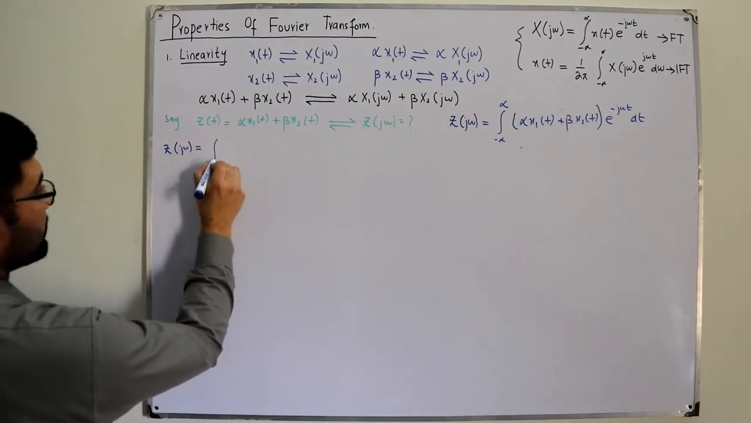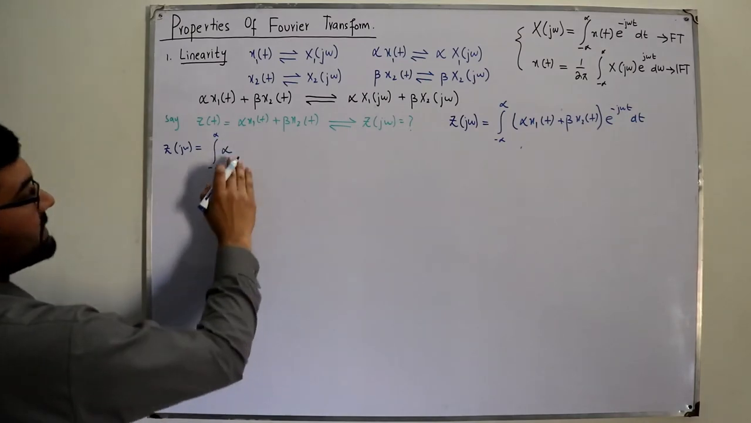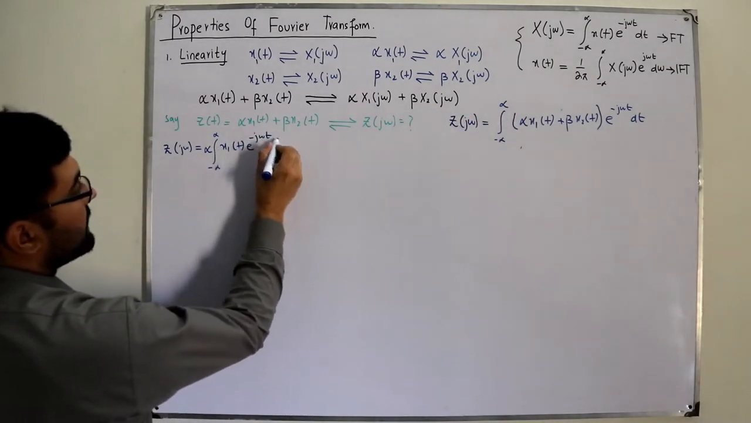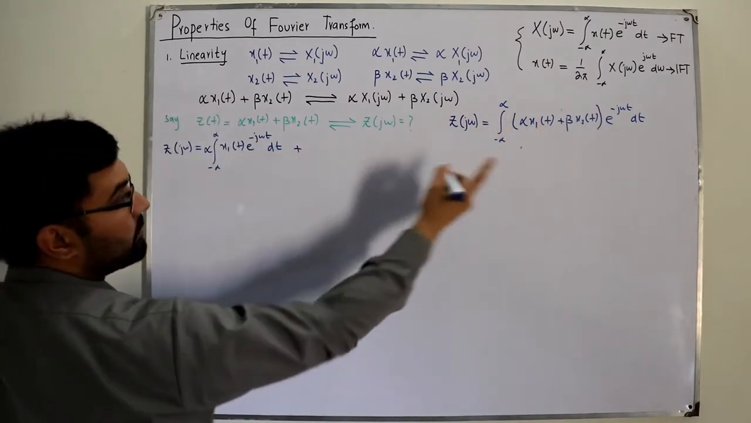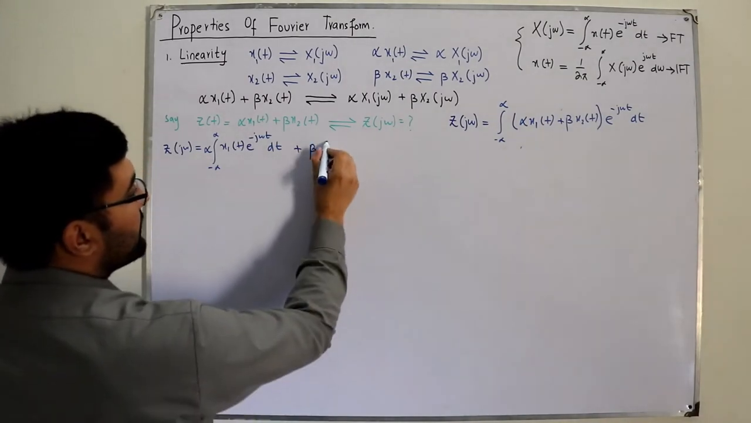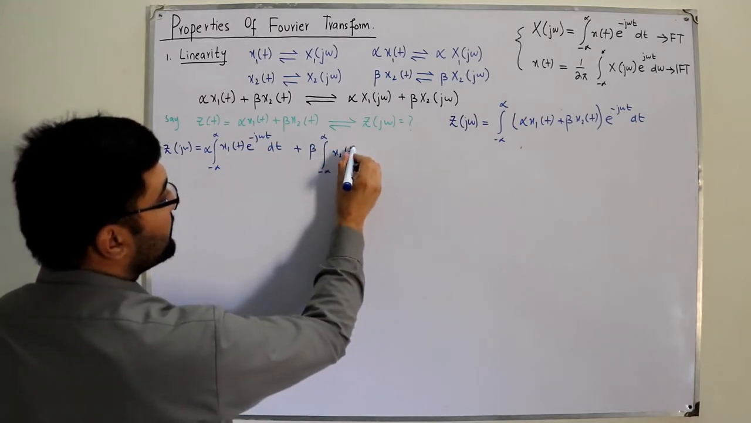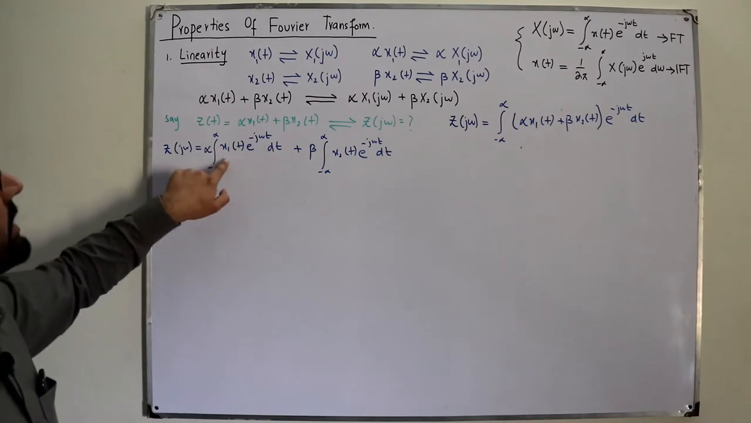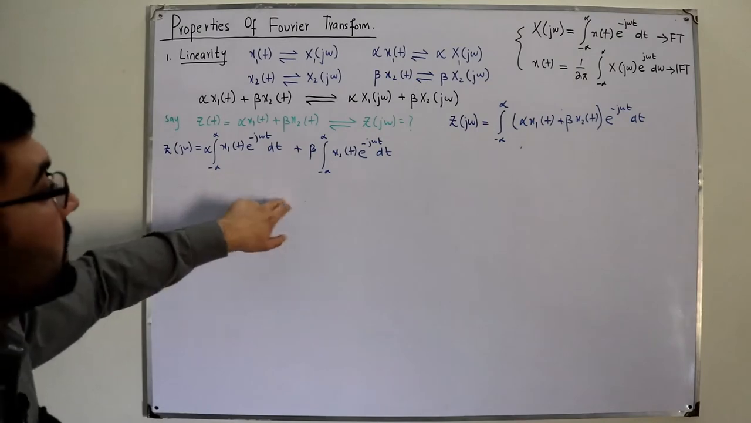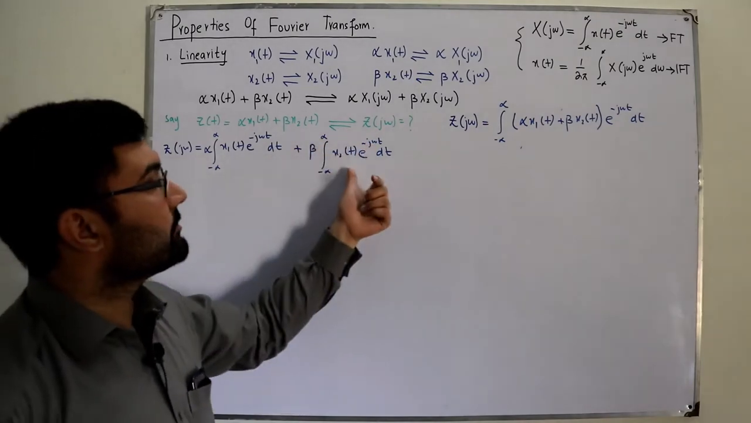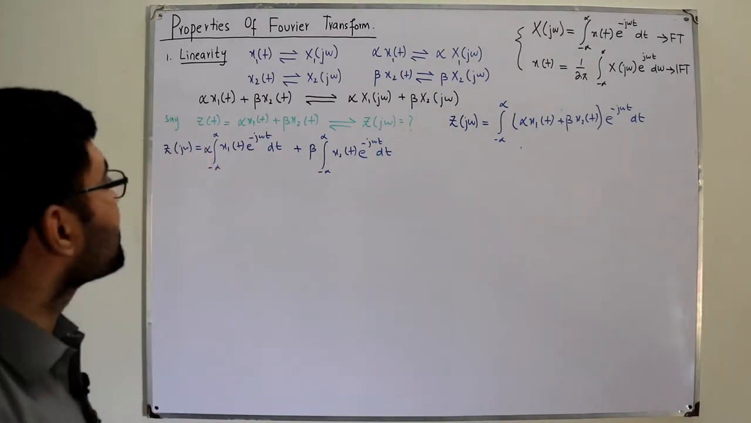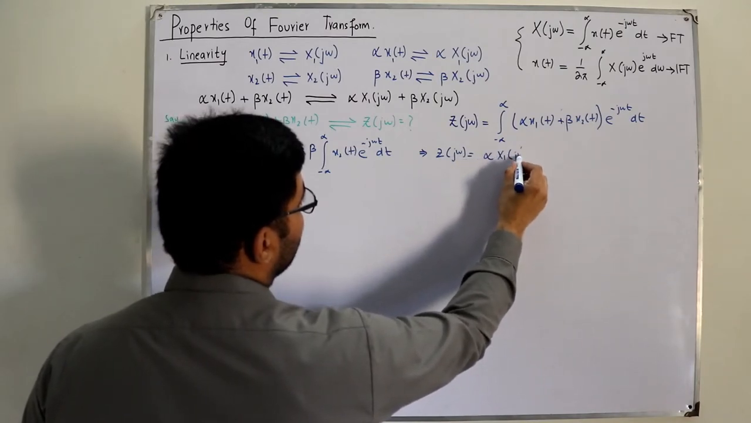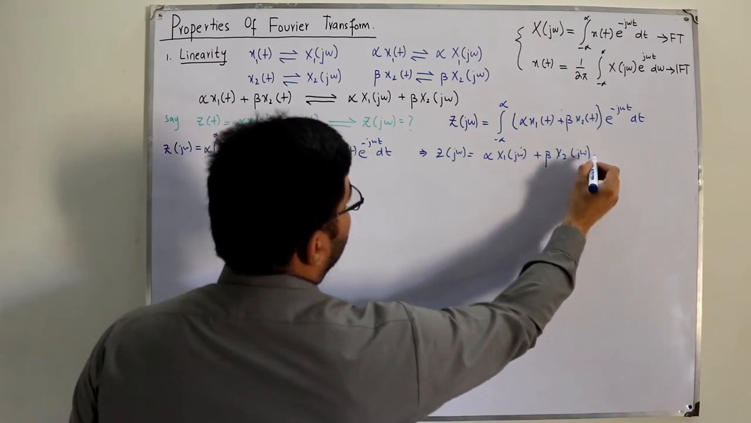Z of j omega would be equal to negative infinity to positive infinity alpha times, and alpha is a constant, so I take it outside the integration. Then I have x1 of t multiplied with exponential of negative j omega t, and I'm splitting it, so dt over here. Then you have a plus sign, plus beta is a constant, so beta is outside. Then you have the integration negative infinity to positive infinity, you have an x2 of t, multiplied with exponential of negative j omega t dt. Isn't it like this? So have a look. Negative infinity, positive infinity, x1 exponential multiplied. Isn't this the Fourier transform x1 of j omega? Negative infinity to infinity x2 exponential negative j omega t. Isn't this the Fourier transform for the signal x2 of j omega? So yes, it is. So I could write that my z of j omega basically is alpha times x1 of j omega plus beta times x2 of j omega, and this is what I wanted to prove.